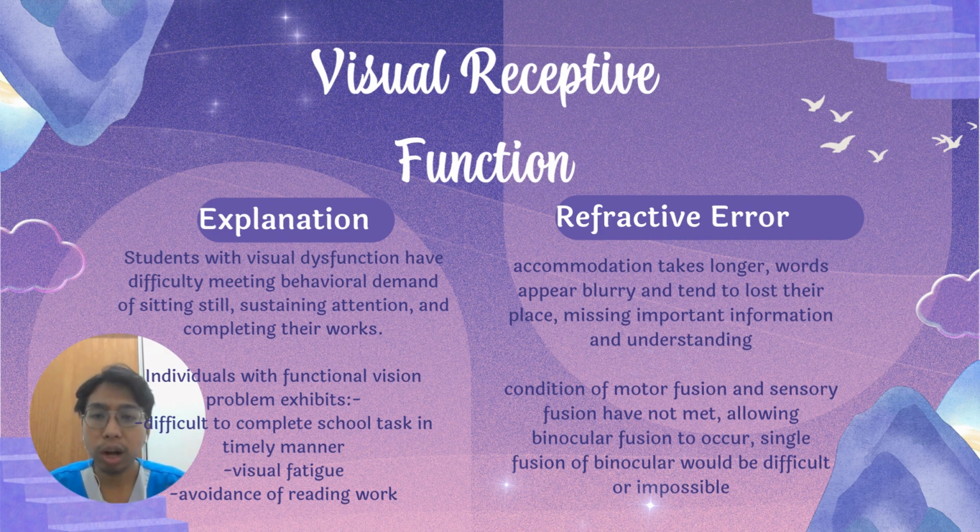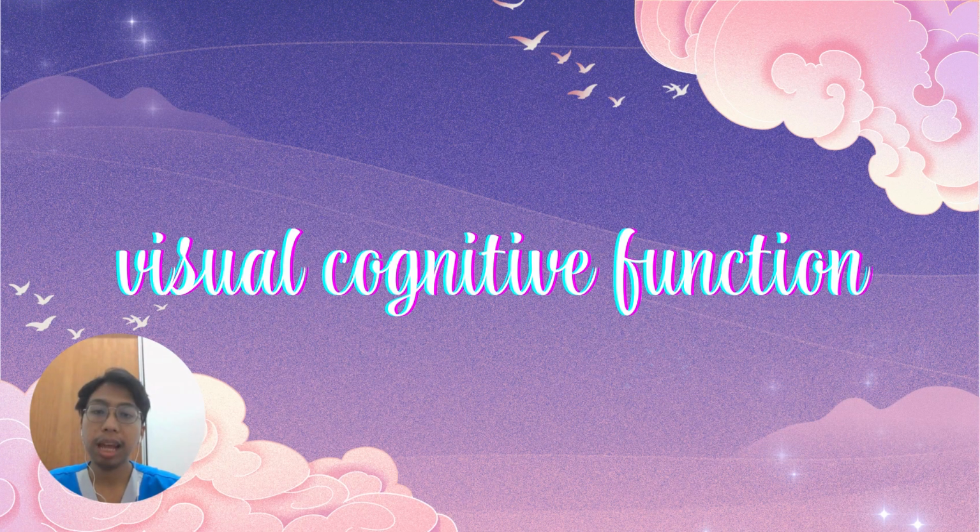And when motor fusion and sensory fusion are not met, it will be impossible to create one image from the fusion of binocular vision, as we have two eyes, right? This is called binocular fusion, bi meaning two. If they have a problem with this, how can they even make the image become one clear form instead of two images, one on the left and one on the right? So yeah, and then next we go with visual cognitive function.